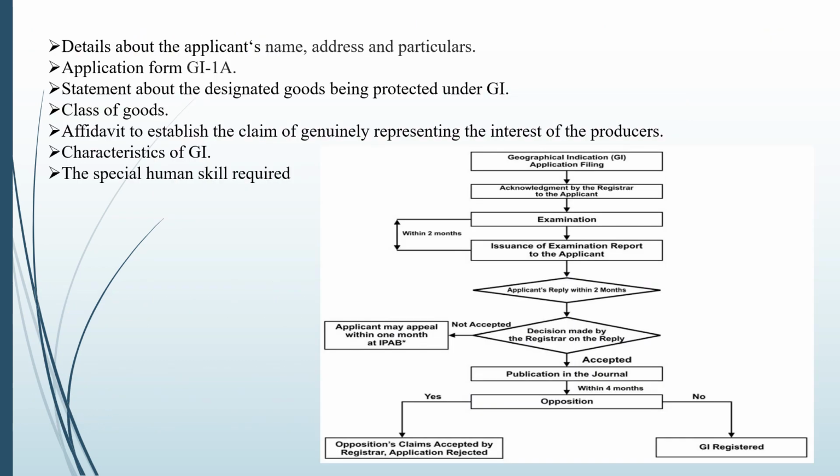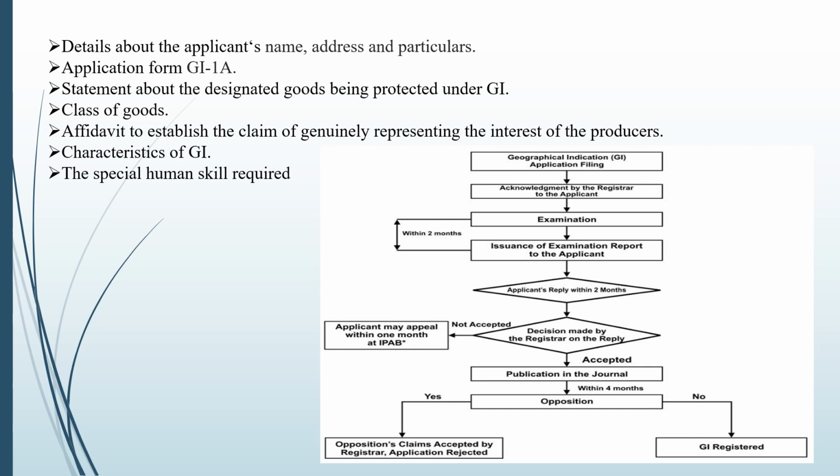And these are the required documents when you're filing your GI. Details about the applicant's name, address particulars, the application form, under what class of goods it comes, such as class 1, class 2, class 9 or class 39, and what is the characteristic of the geographical indication you're submitting. All these are some of the required documents you need to produce when you're submitting your GI.